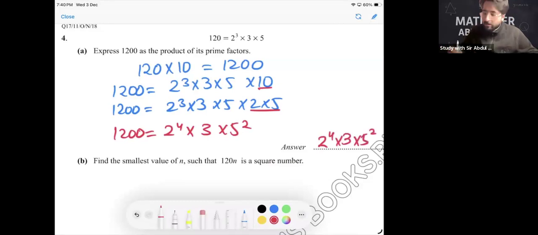That is the final answer. Now you can see one thing, Ayan, that this is giving me a hint that 2 power 4 and 5 square are square numbers, but 3 is not. So this is not a square number. Agree? Whatever that number is. And we know that 1200 is not a square number. Agree?